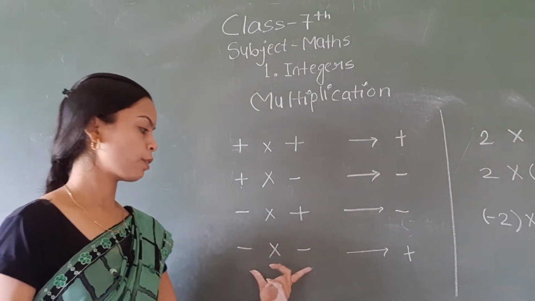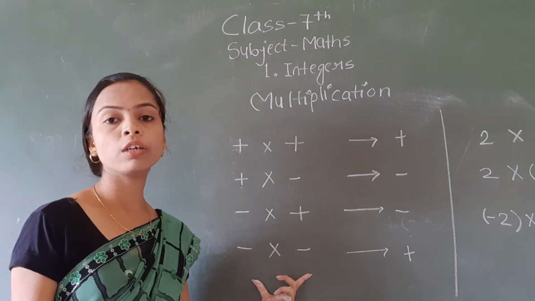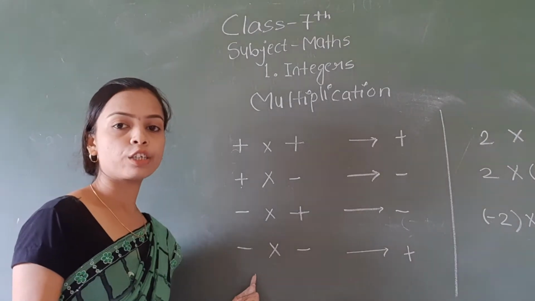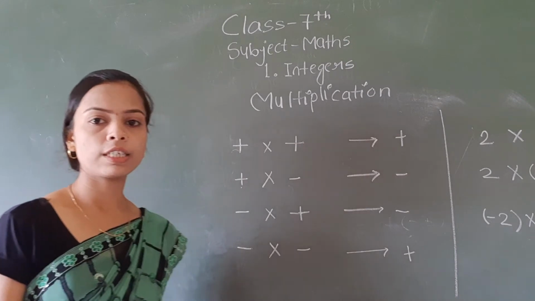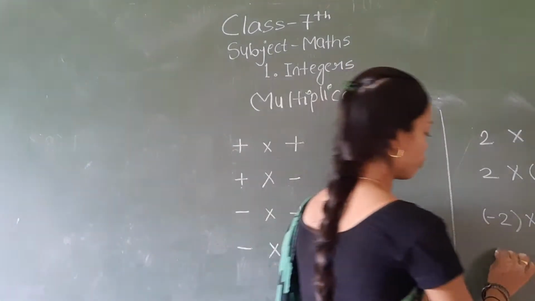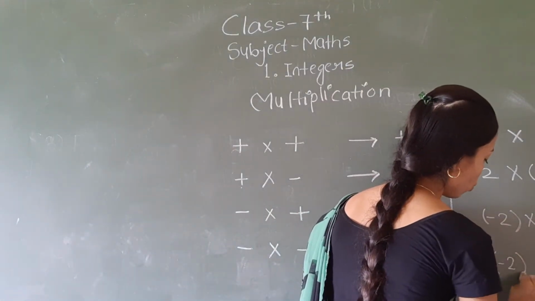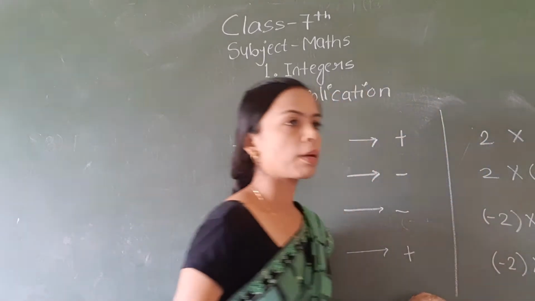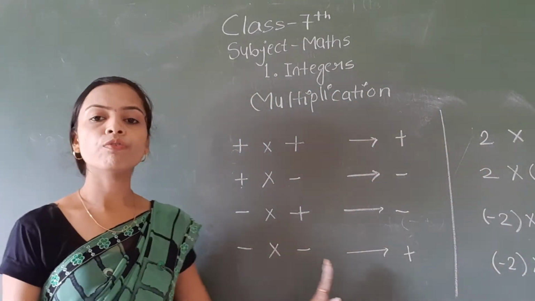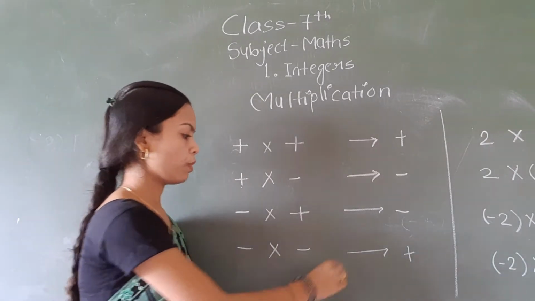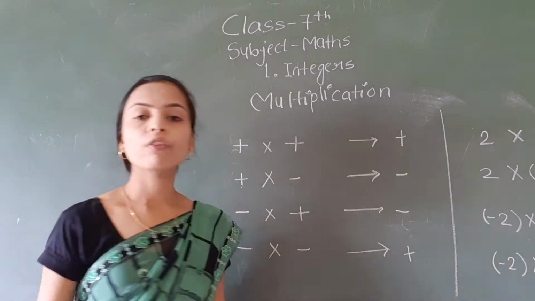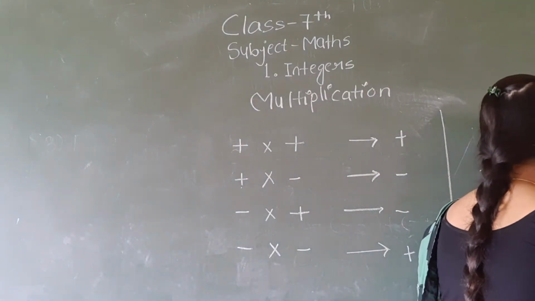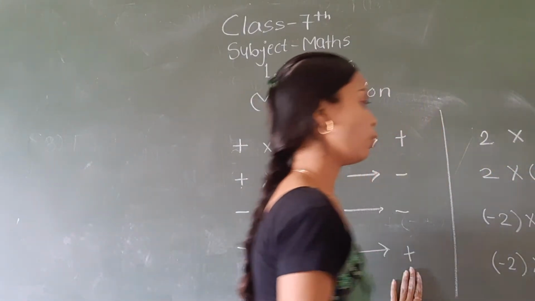Now in the next, if we multiply both negative integers, that means if we multiply minus 2 with minus 3. Our answer is 2 into 3, that is 6, and our answer must be a positive integer.